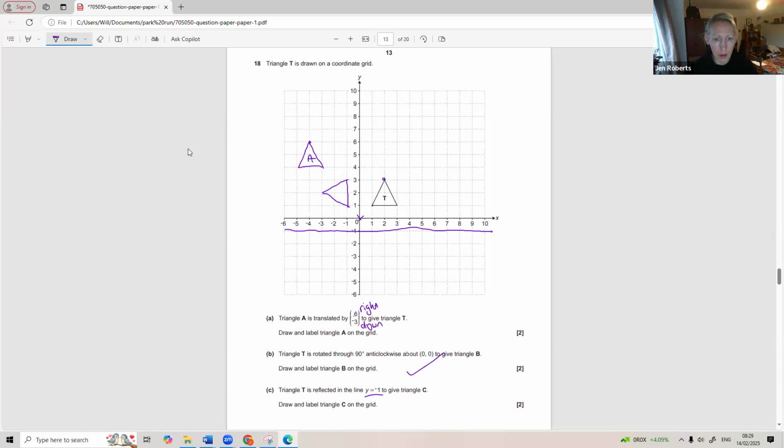So this point is 2 squares away from my mirror line, so I need to go 2 squares this way. Same with this line, this point, this corner. 4 away, 4 away.